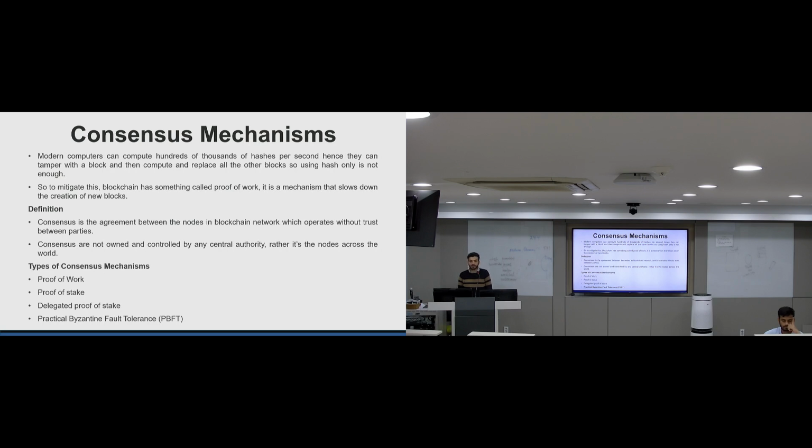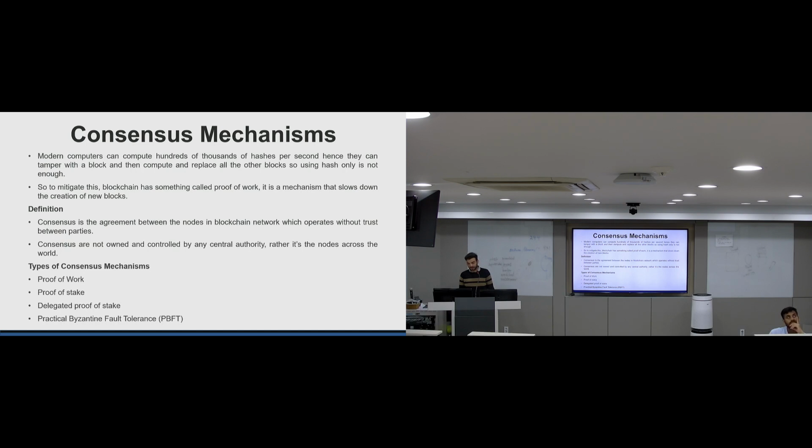So using hash only is not enough. To mitigate this, blockchain has something called proof of work. It's a mechanism that slows down the creation of new blocks. Consensus is basically an agreement between the nodes in the blockchain network, or you can say users of a blockchain, which operates without trust between parties. Consensus is not owned or controlled by a single authority; rather, it's the nodes across the world.